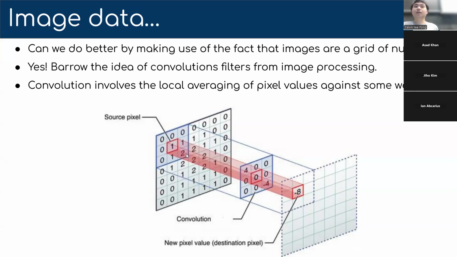Here, we multiply everything element-wise. So the majority of the values are 0.